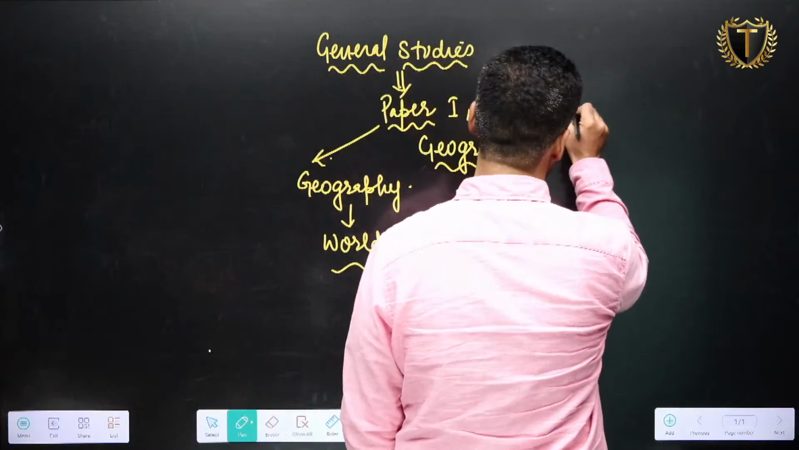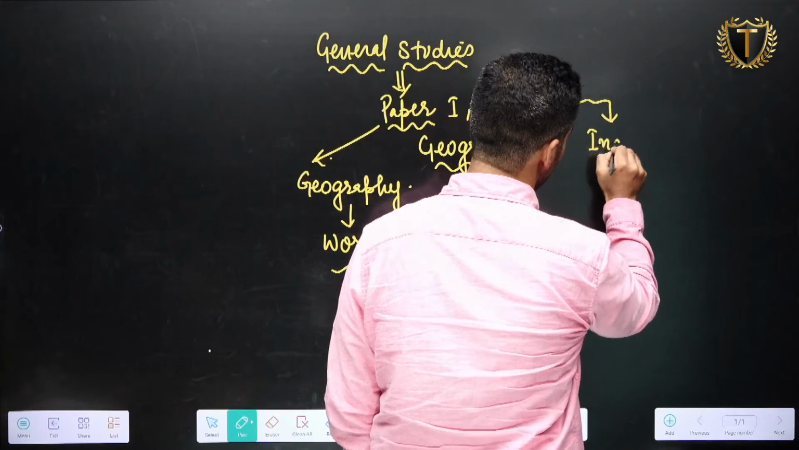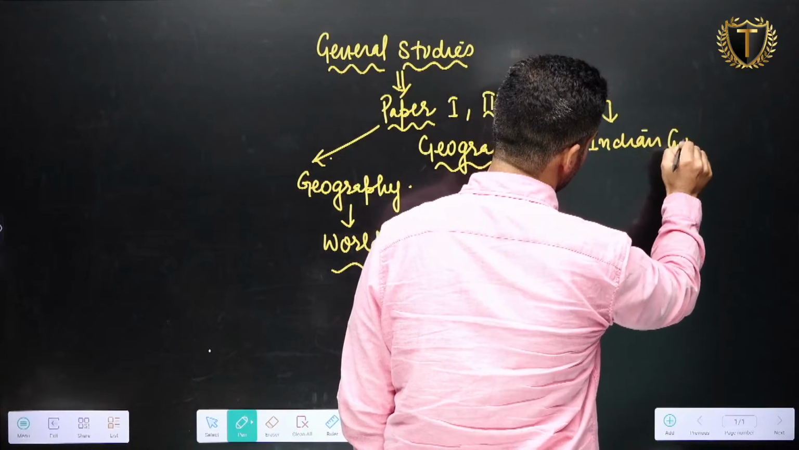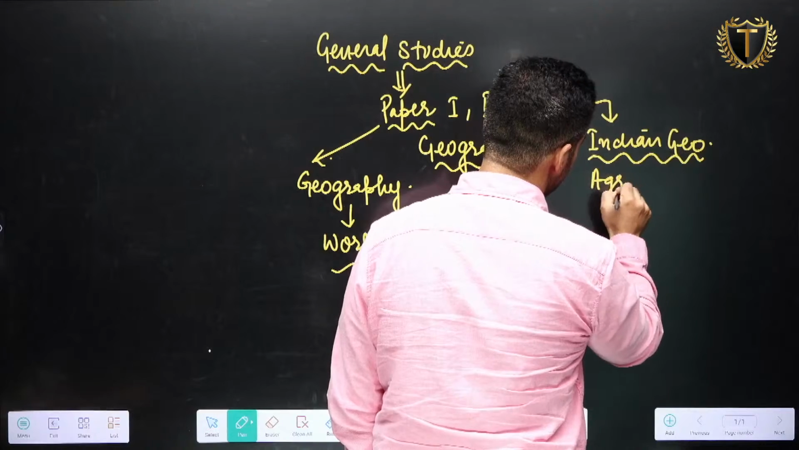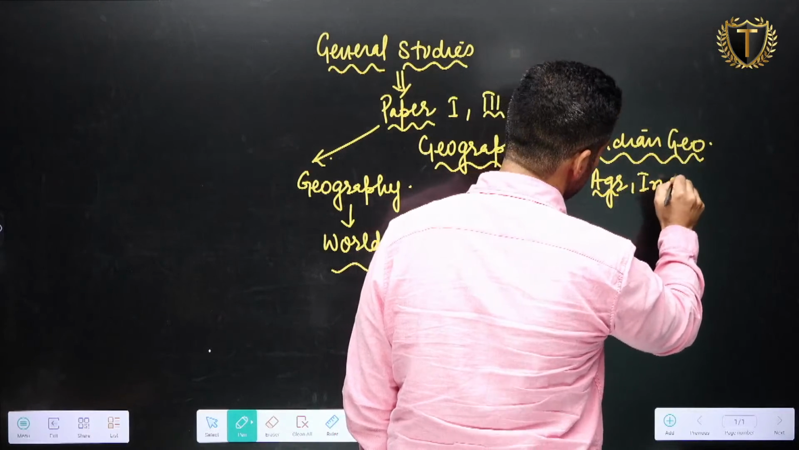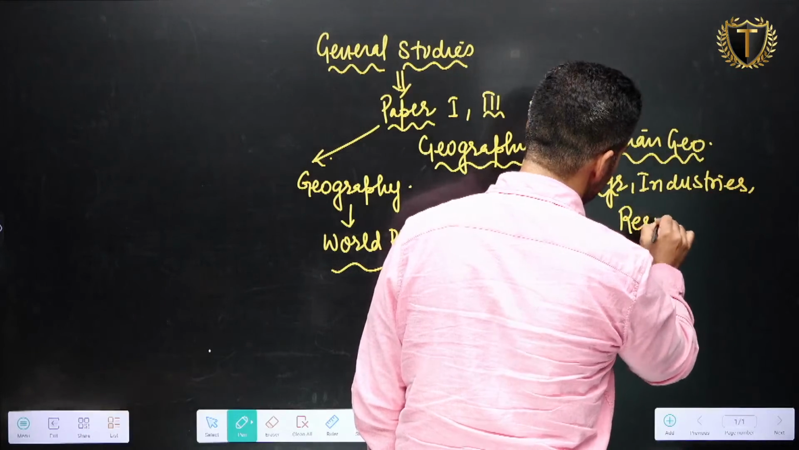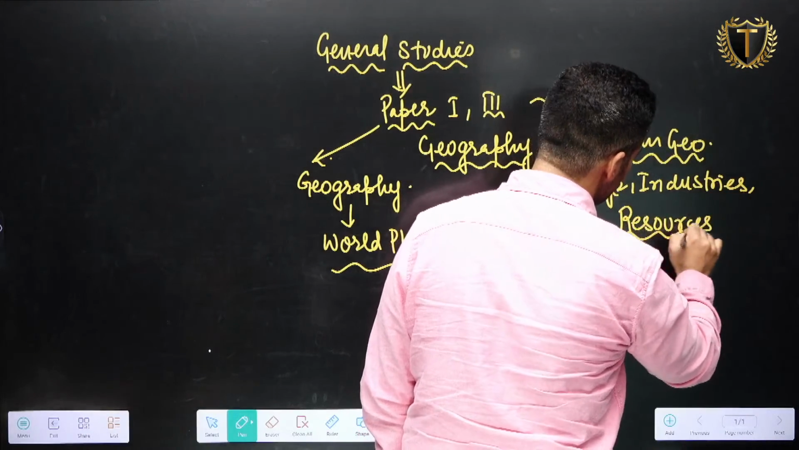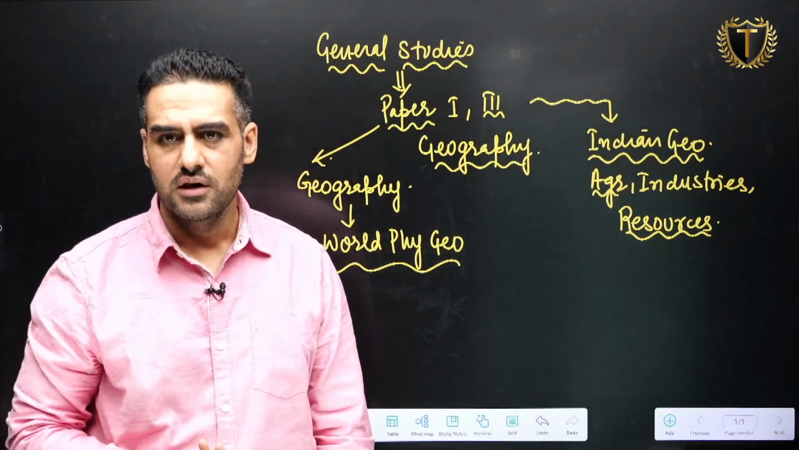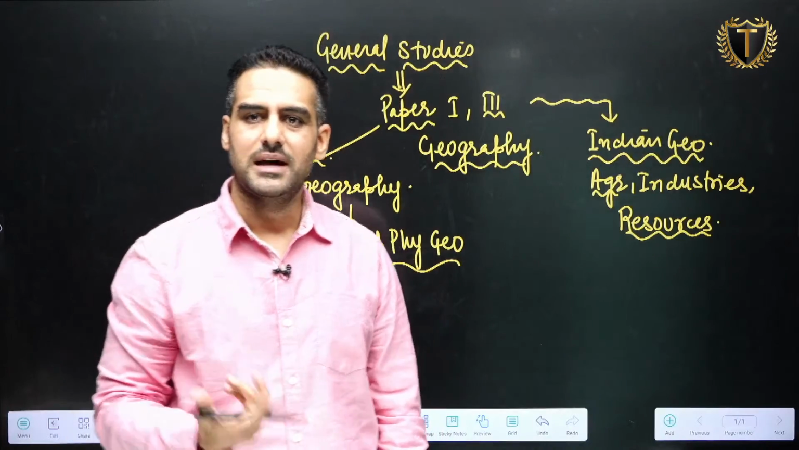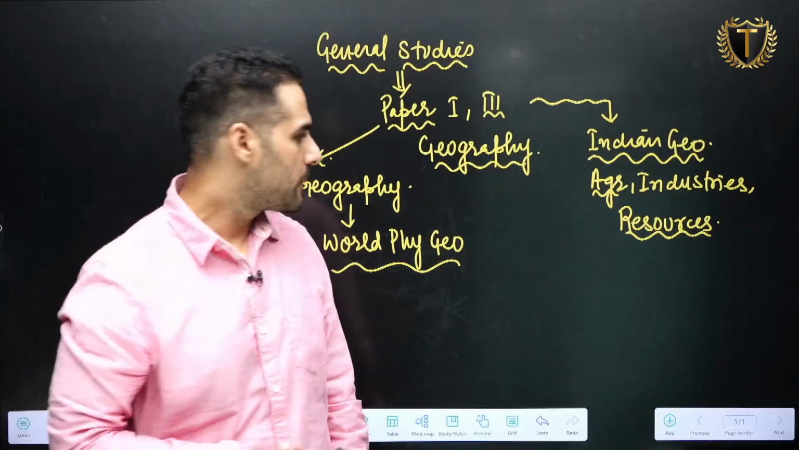And then in paper 3, apart from other subjects, you have Indian geography. In this you have mainly the agriculture part, Indian industries, Indian resources. Resources can be of several types. It can be energy resources, mineral based resources. In mineral based resources it can be metallic and non-metallic. Energy based can be renewable and non-renewable energy.